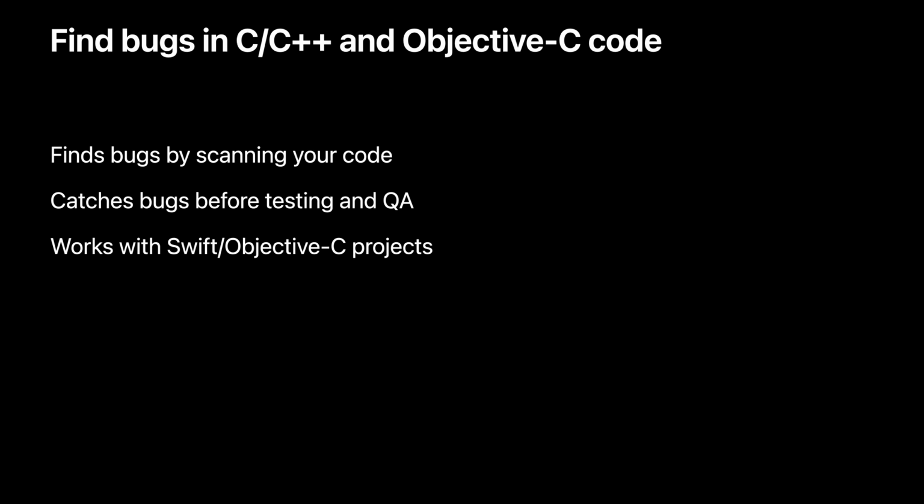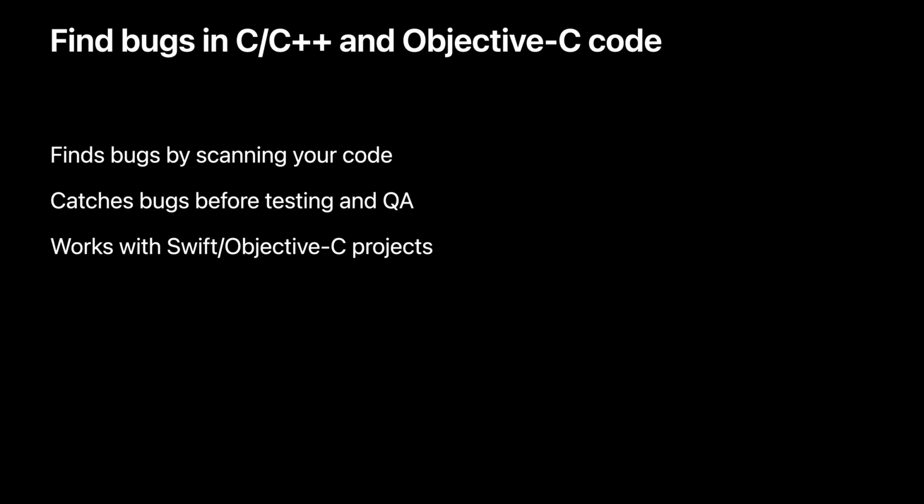The static analyzer is a tool in Xcode that can discover bugs by analyzing the source code without running it. So it can reveal bugs even before you do testing and quality assurance of your app. It can also find problems in code paths that are rare and not covered by tests. The analyzer finds bugs in C, C++, and Objective-C code, even in mixed Swift and Objective-C projects.